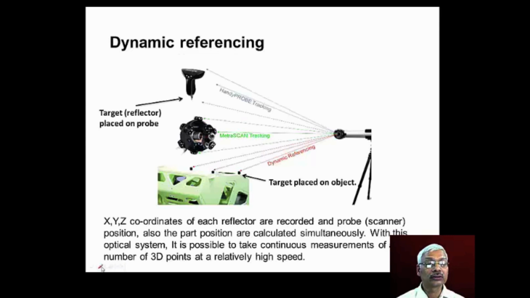Now, this illustration shows the dynamic referencing. We have this dual camera system which will be continuously monitoring the workpiece as well as the probe system or scanner system. Now this is the workpiece to be inspected. You can observe that the targets or reflectors are placed at specified locations on the workpiece to be inspected, and also on the scanner reflectors are placed, and then reflectors are placed on the probe system also.